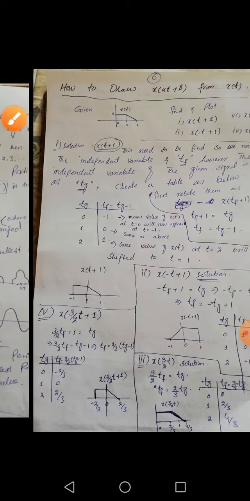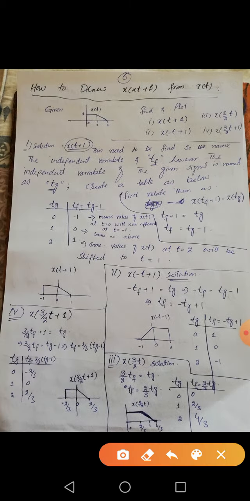What does this mean? tg is equal to 1 and tf is equal to 0. It means that the value of x of t at t is equal to 1 will now appear at t is equal to 0. At t is equal to 1, x of t was equal to 1. Here in x of t plus 1, at t is equal to 0, it will be equal to 1.